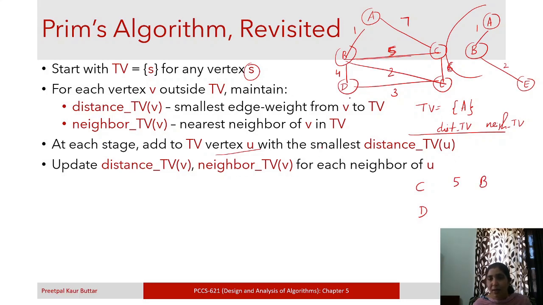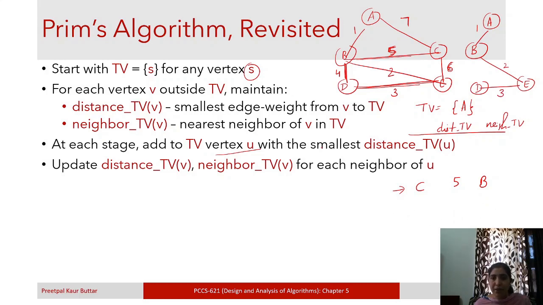And D can also connect itself to TV through E. So the distance is 3, right? So now the distance is 3. The previous distance was 4. So it will change, right? This will be the result. And now out of these we have two vertices. Out of these two, now we will pick D. Okay, we will add D to TV, and the distance is 3 and the neighbor is E.